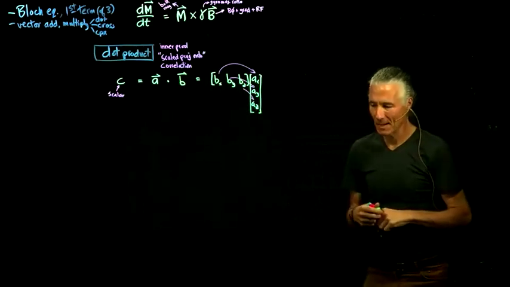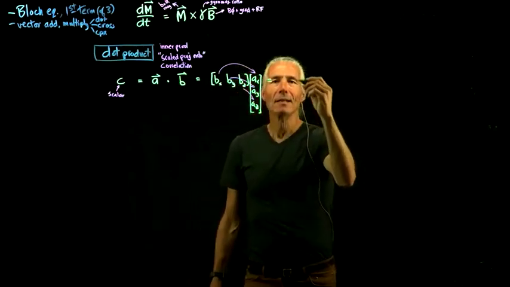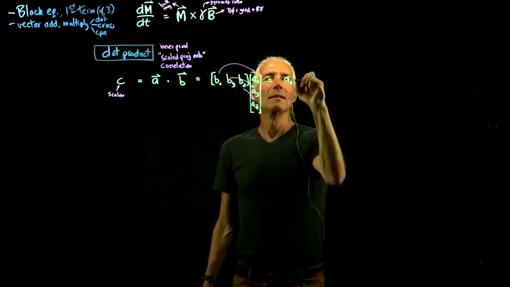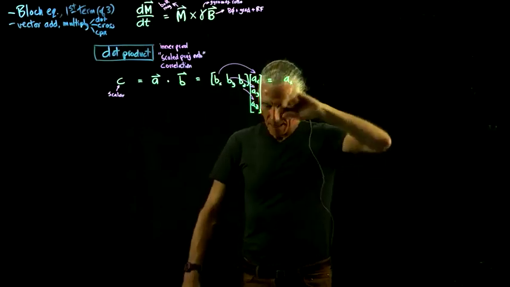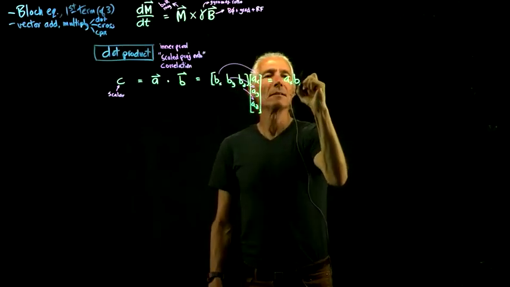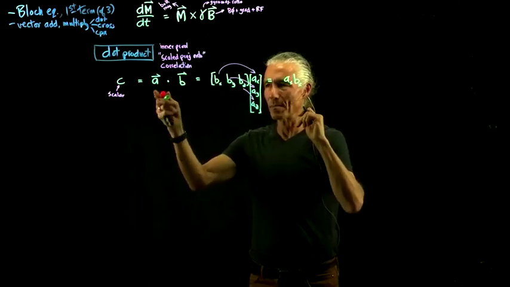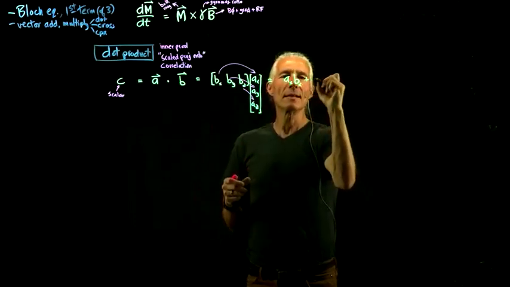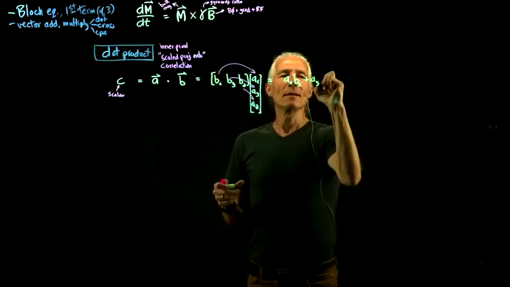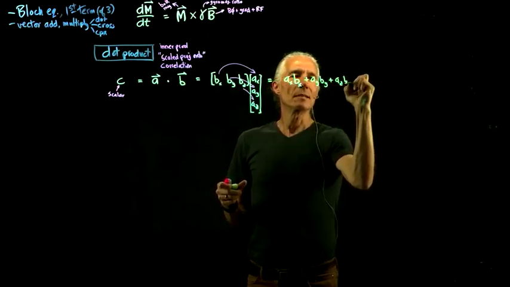So if you write out the matrix multiplication, it's going to be ax times bx plus ay times by plus az times bz. The order doesn't matter because you can flip the order for multiplication. You can also flip the order for a dot product. We'll come back to that.